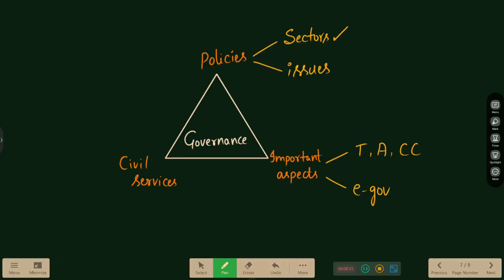What are the issues in design and implementation of the policy you need to know, as well as when you are knowing the issues and challenges, then also you need to know the remedies or possible solutions to overcome these problems. Then important aspects or components in governance are transparency, accountability, citizen charter, e-governance, its applications, models, advantages, disadvantages, possible solution for the demerits. Then what is the role of civil services in the governance of the country?